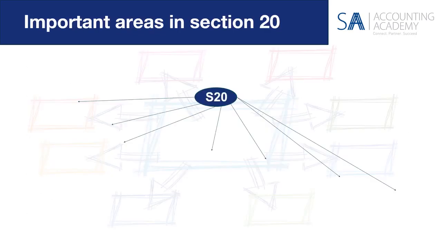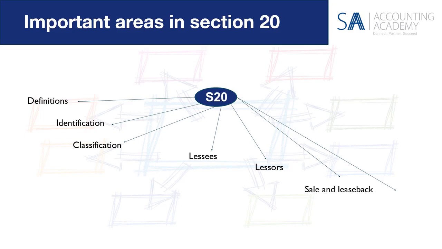So the important areas in Section 20 are therefore the definitions that we're going to have a look at, how to identify a lease, how to classify identified leases, what lessees should be doing in terms of finance leases and operating leases, what the lessors should be doing in terms of finance leases and operating leases, and also being careful when the lessor is a manufacturer/dealer lessor. The sale and leaseback transactions, and then we're also going to have a look at the tax. Now, why we look at tax is because if we don't quickly recap the tax on the leases, then we cannot effectively look at deferred tax from an accounting point of view.